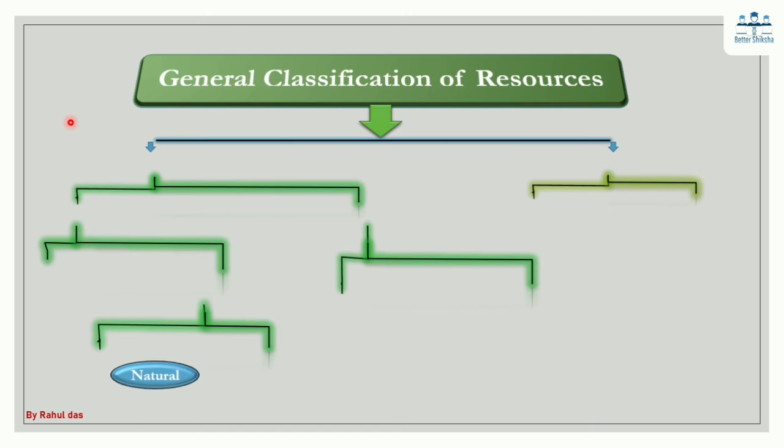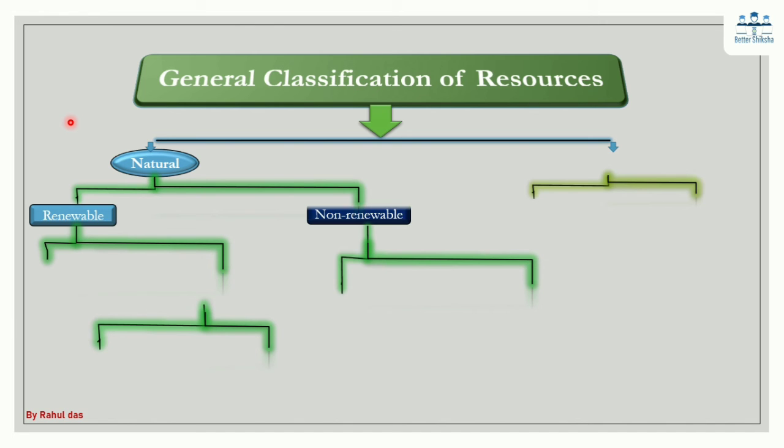Resources are divided into two groups, that is natural resources and human resources. The natural resources are classified into renewable resources, which include wind and solar, and non-renewable resources, that is gasoline and gasoline products, that is petroleum and diesel. These are all non-renewable resources.